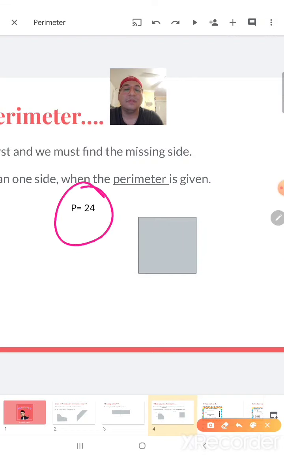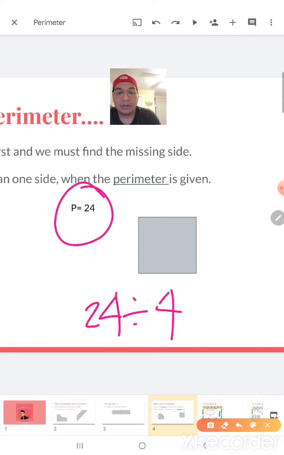So our perimeter is 24, and we have 4 sides to divide this 24 into. And I divide it equally. And what do we do when we divide equally? We use division, right? Because division is numbers that are divided equally. So 24 divided by 4 sides equals what?